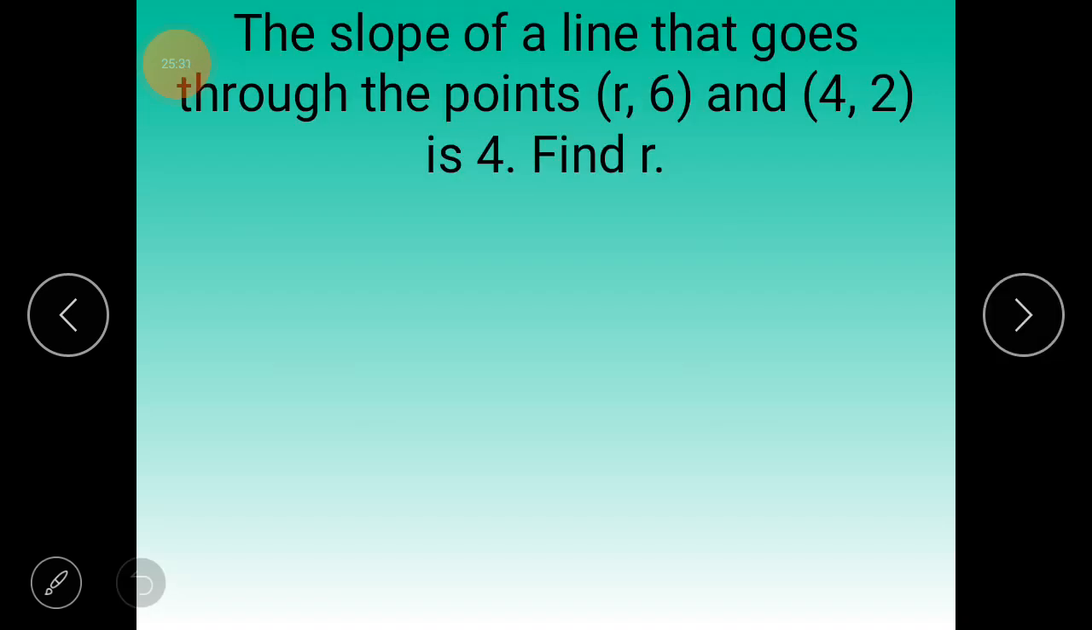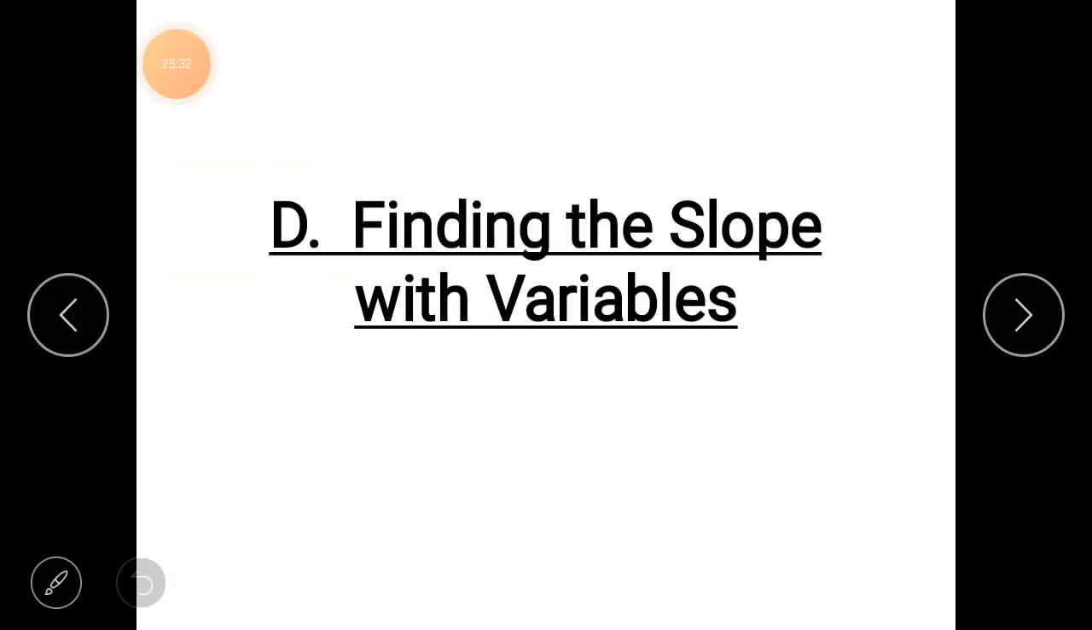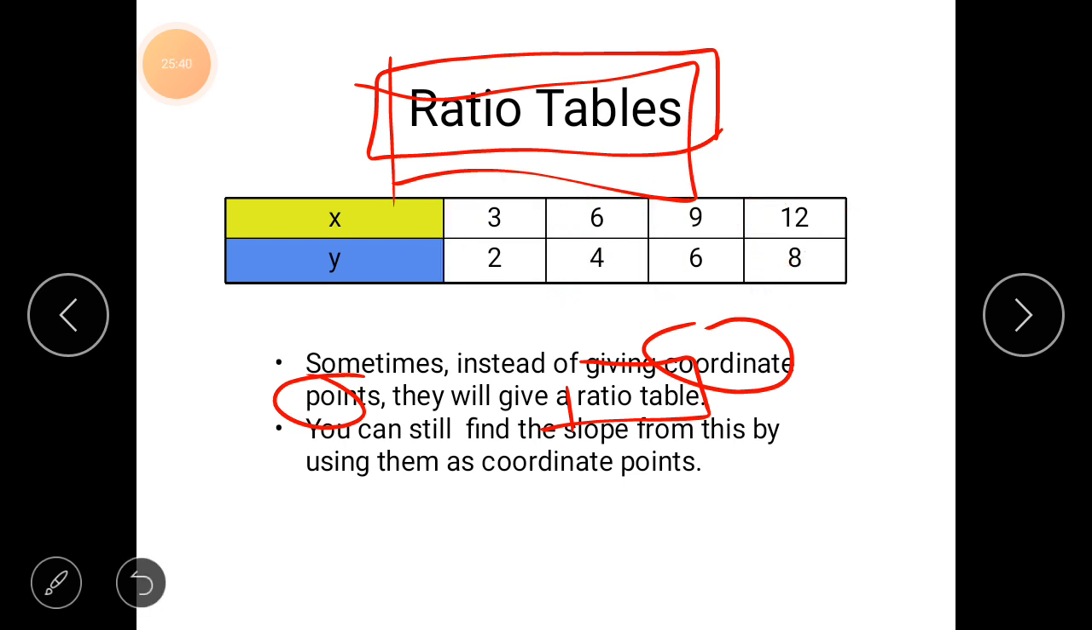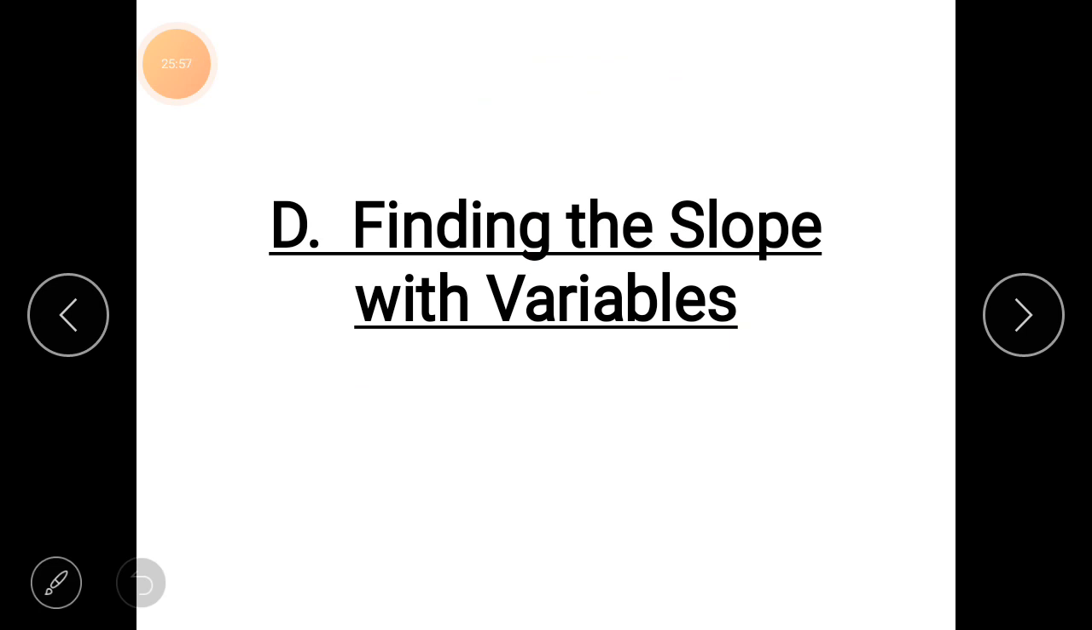Finding the slope with variables. If you're going to get the slope given this table, you just have to choose 2 points here. Let's say this one and this one. So this will be x sub 1, y sub 1. This one will be x sub 2, y sub 2. Okay? Any pair will do. Anyway, you'll get the same answer.